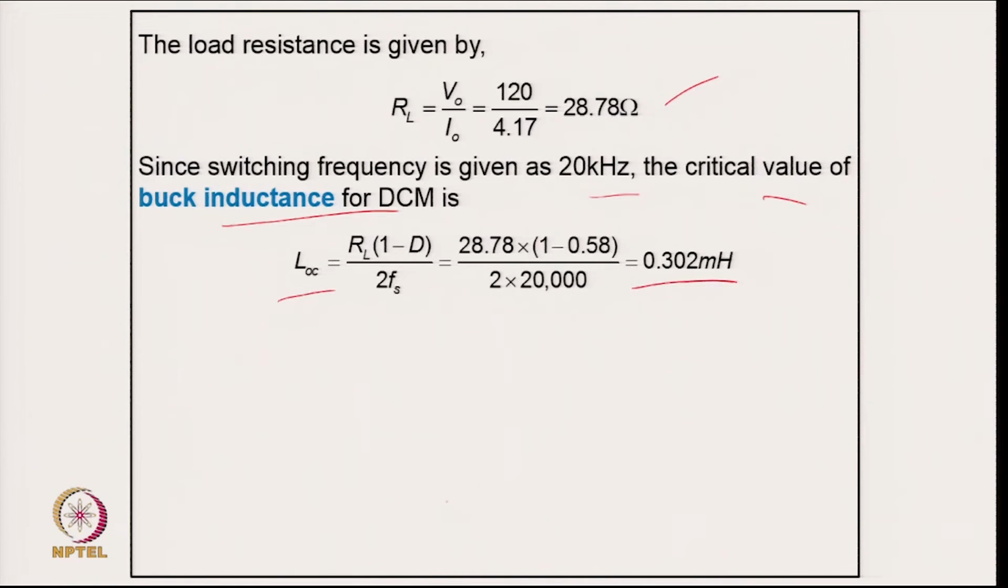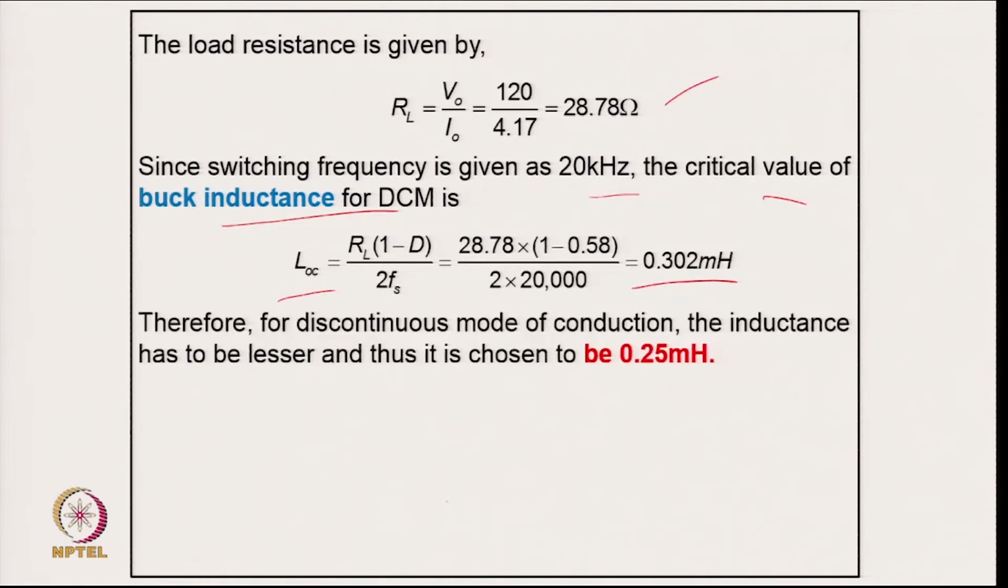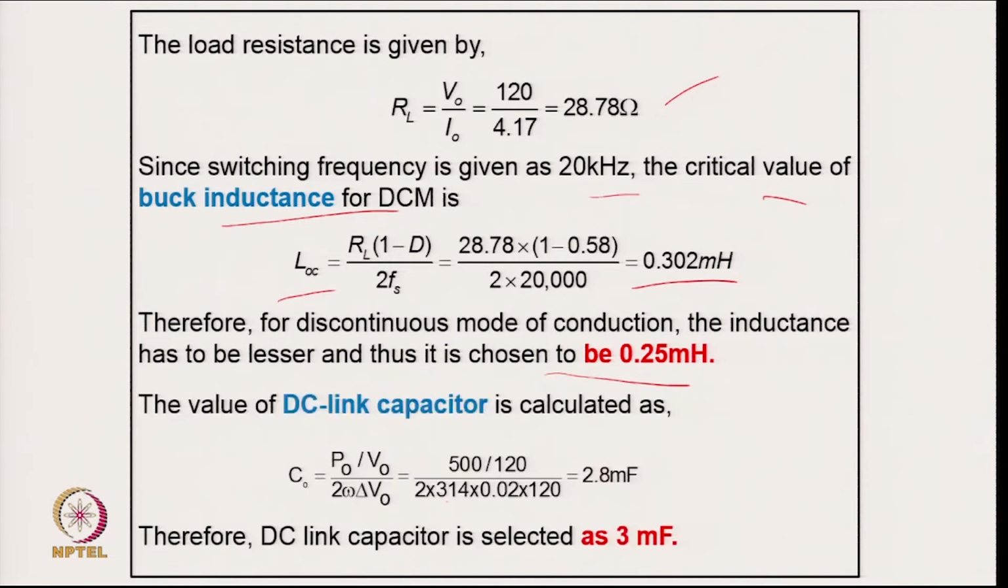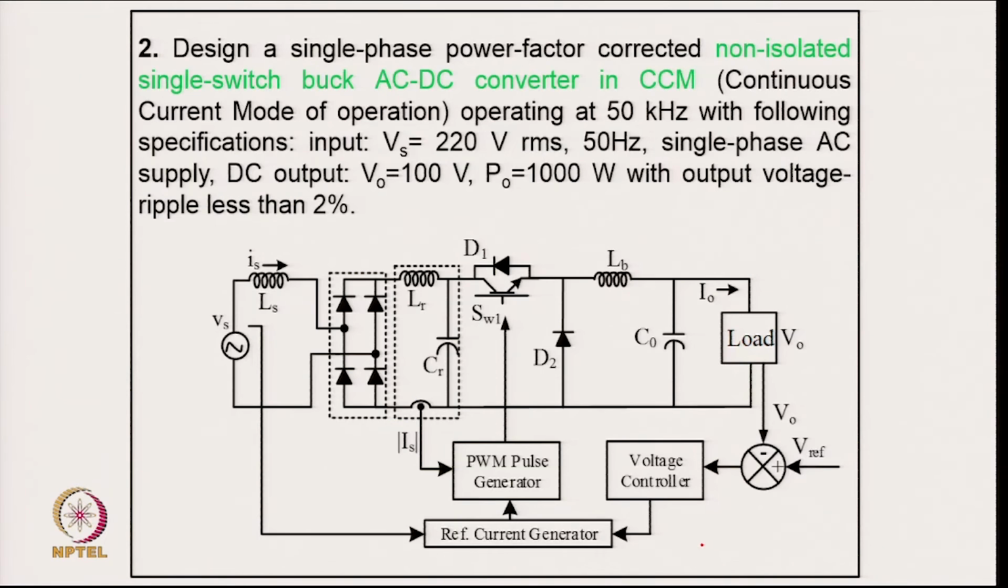Of course, operating in DCM we have to select a value less than that. Therefore, for discontinuous conduction the inductance should be lesser than that, and thus it is chosen as 0.25 millihenry, that is 250 microhenry. The value of the DC link capacitor is calculated from the relation P upon VO divided by 2 omega, and putting the values it comes to 0.8 millifarad. We select a little higher value so that the ripple is always less than the 2% we selected. So, it comes to 3 millifarad.